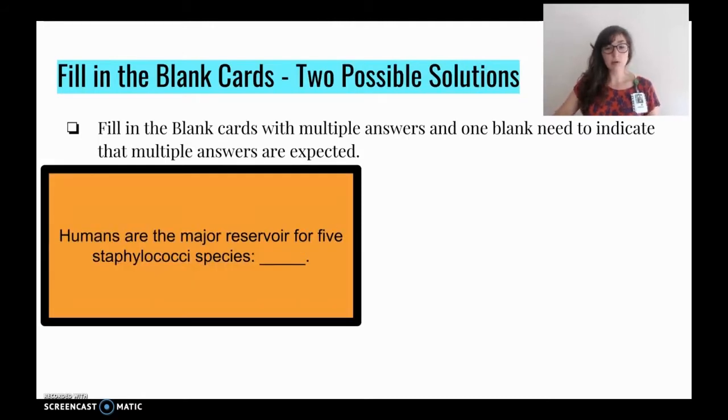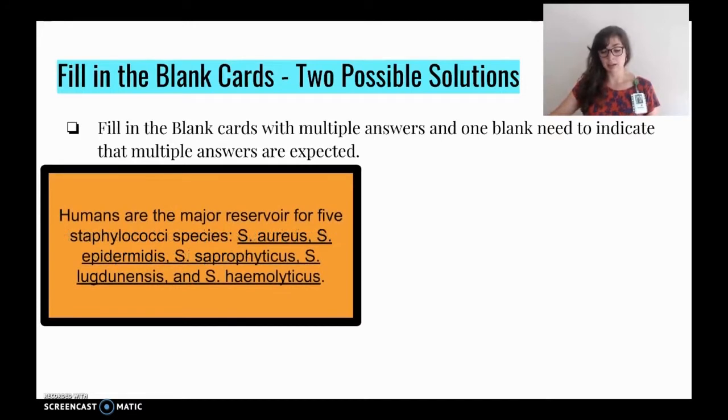So one way that you could have fixed that previous card is to just state how many answers there were. So this one says humans are the major reservoir for 5 Staphylococci species. So we included that there's Staphylococci, and we also included that there's 5 of them, which then gives us this one blank for which we expect 5 answers. So we've now understood what precise topic we're talking about and how many answers we were expecting. So this is now a good card.